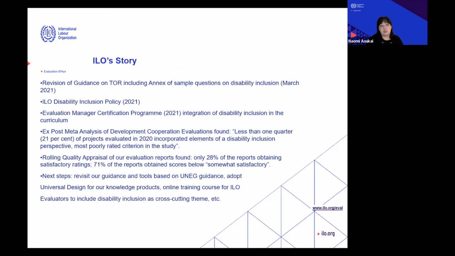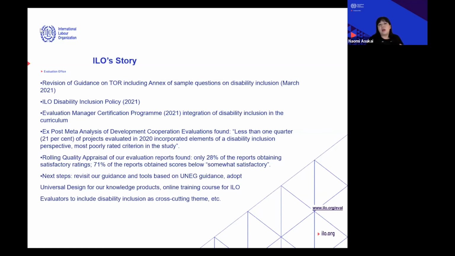One of the things that we also did over the course of 2021 is that because we had to move the evaluation manager certification program from something in person on campus to a completely remote setting because of COVID-19, we were able to use that revision of the curriculum to also incorporate disability inclusion issues. We had our first training in 2021 with a cohort of about 20 evaluation managers, and we plan to hold the second one online in April or May of this year. So we're hoping that the new cohort of evaluation managers coming out of this program are now sensitized to the issue of disability inclusion.